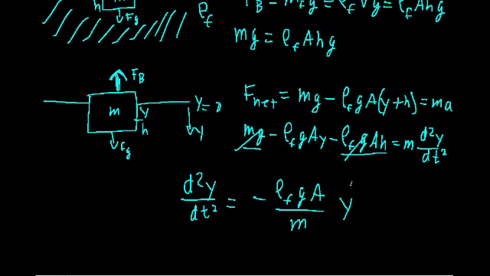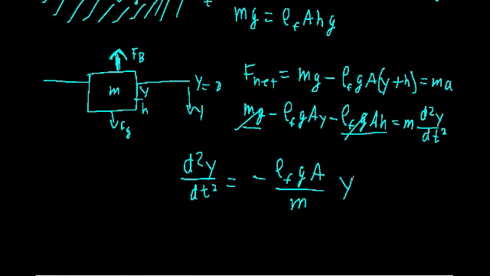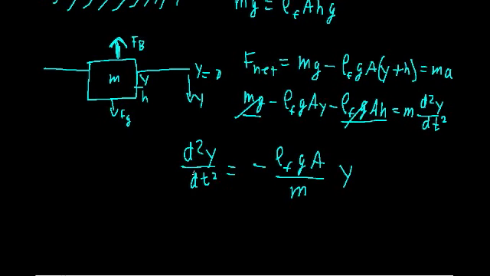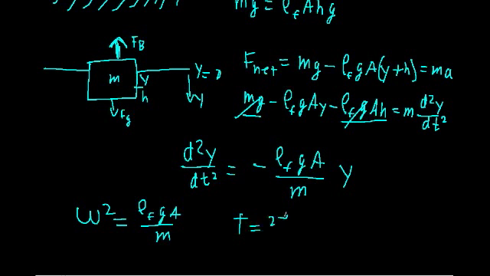times y. And this is of the form of our characteristic differential equation for simple harmonic motion, given that omega squared is equal to rho F g A divided by m. And that means that our mass is going to bob up and down with a period given by 2 pi times the square root of m over rho F g A.